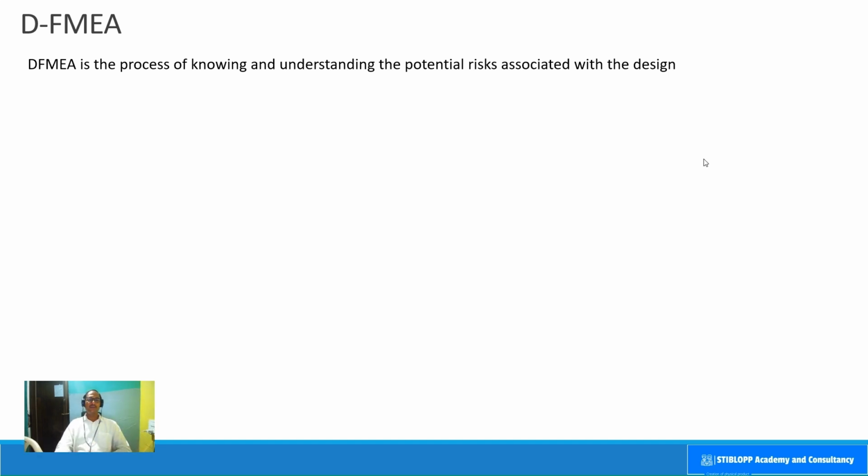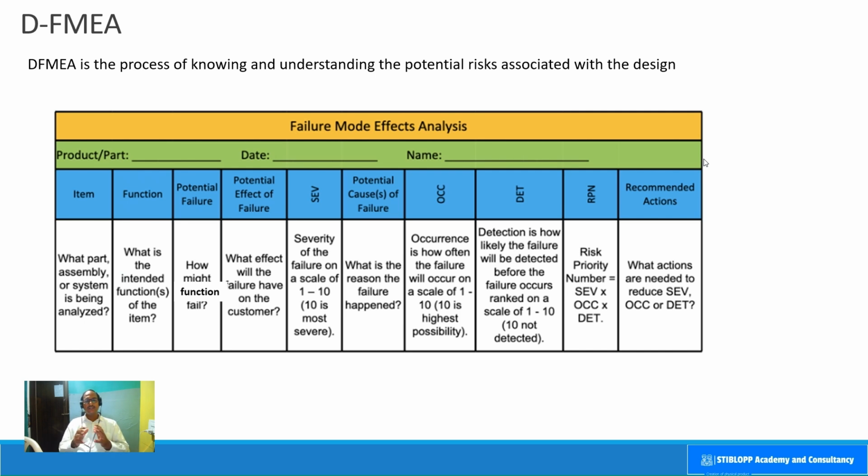Let's deep dive into DFMEA. So this is a typical table which you can find most of the engineers using. Now let's try to understand this table first. The engineer who wants to do the DFMEA of that particular part or component enters the name of that part here or the part number, or it could even be the product number as well. Then the date on which the DFMEA is done has to be entered. Next, the name of the engineer or the complete engineering team who does the DFMEA.